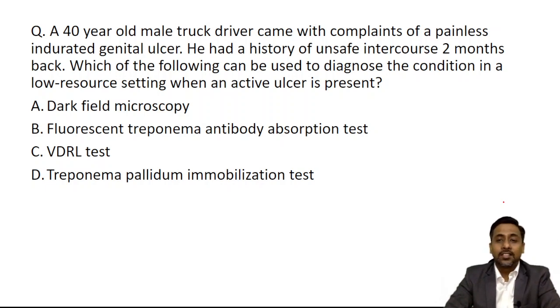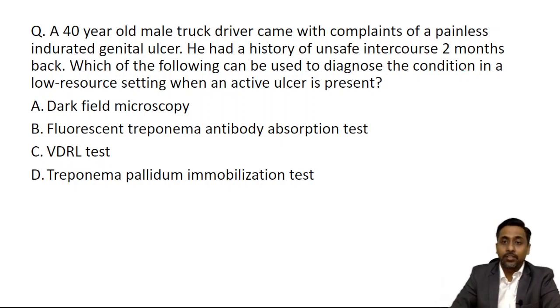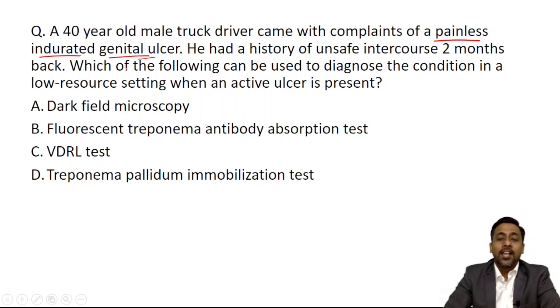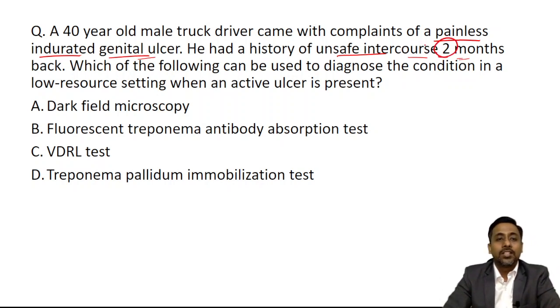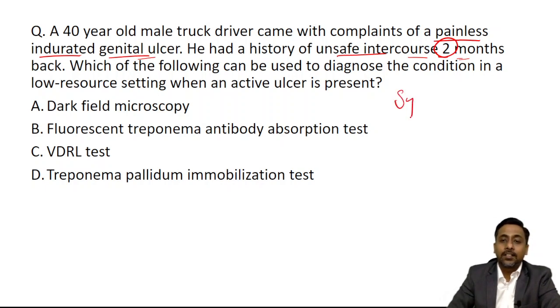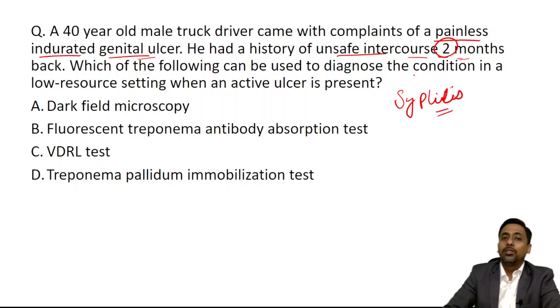So what is this ulcer? On the basis of the information given, it is a painless indurated genital ulcer. If you remember the differential diagnosis of a painless indurated genital ulcer, as I have told you in the STI genital ulcer video, this is a case of syphilis, as there is a history of unsafe sexual intercourse 2 months back, and on the basis of the duration of incubation, this is a case of syphilis. You can go through that video if you have any doubt.